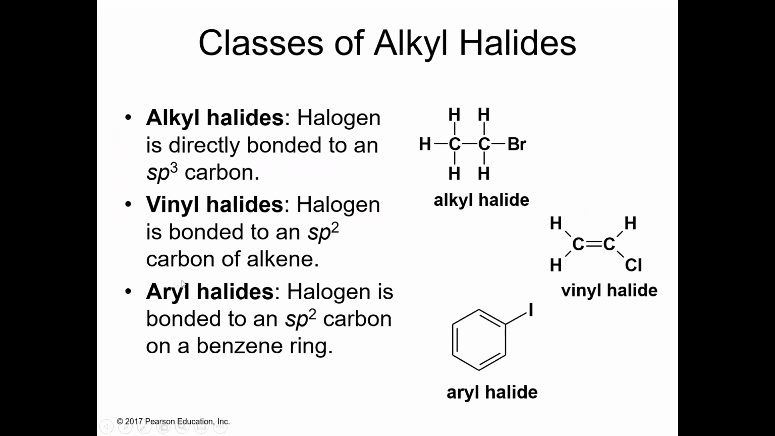Okay, these are three broad categories of halides. We have alkyl halides, in which we have a saturated alkyl group. We have vinyl halides, in which the halogen is bonded to an sp2 carbon, and then we have aryl halides. The reactions of aryl halides will be, for the most part, very different from those of alkyl halides.